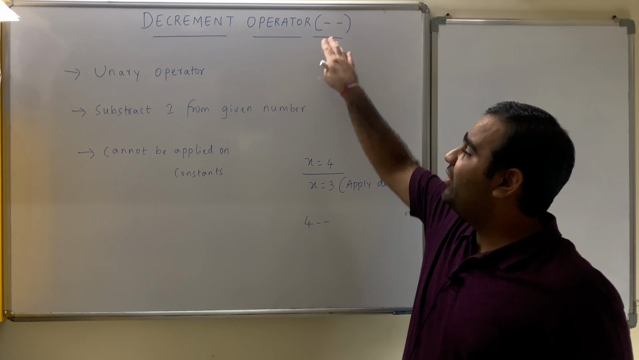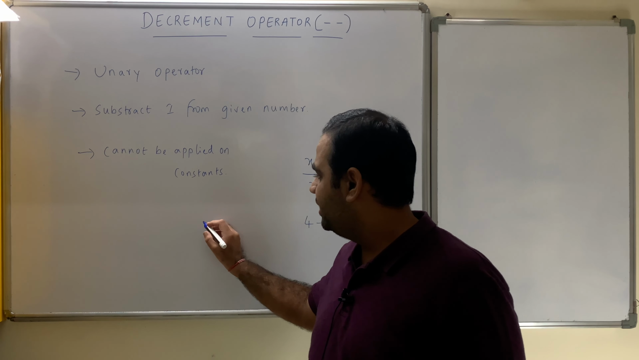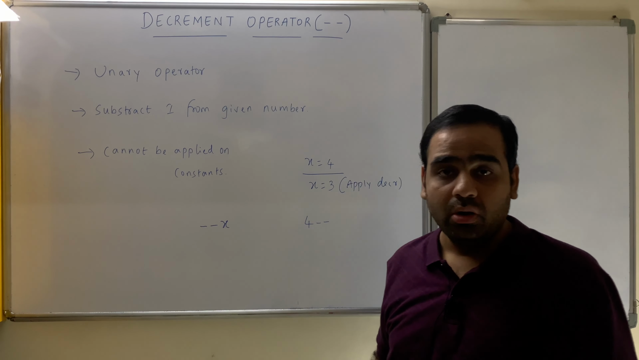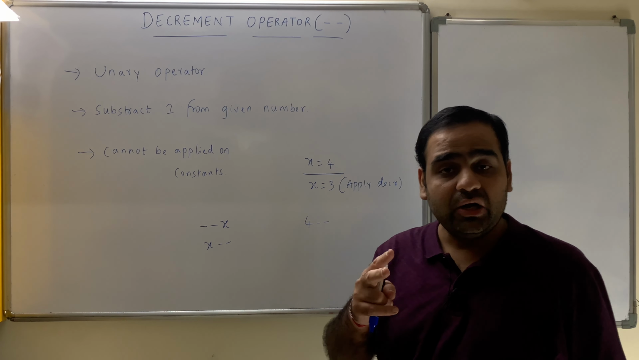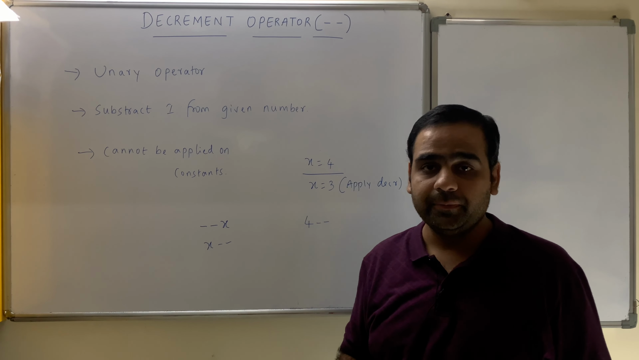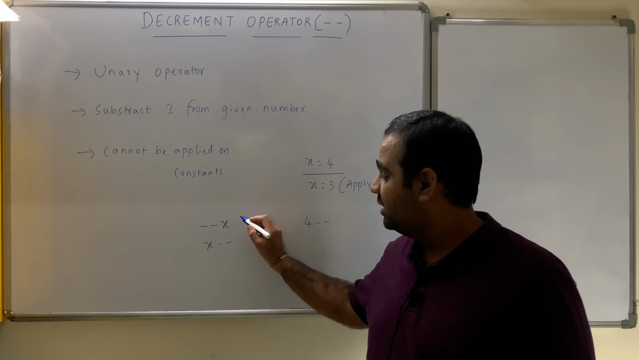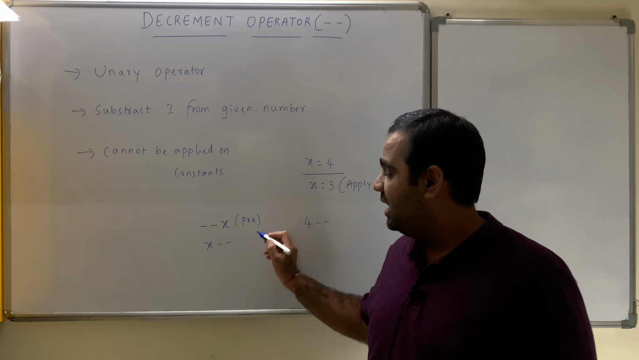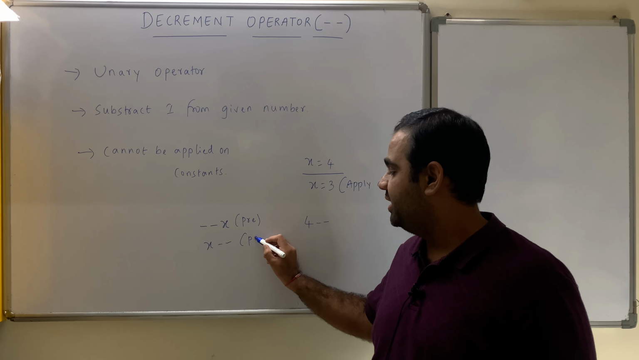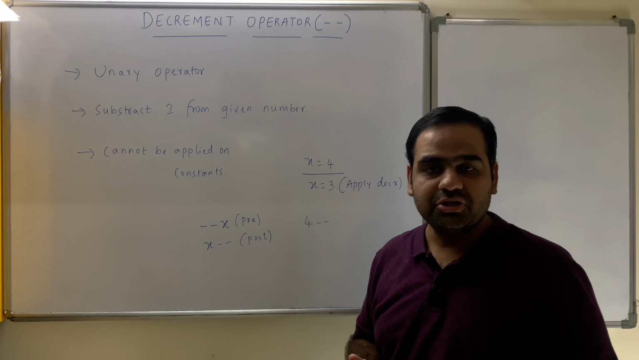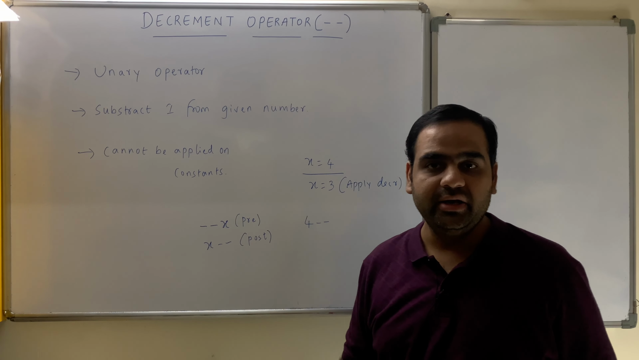Now, based on where we use the decrement operator minus minus, are we using it before the operand or after the operand? There are again two types of decrement operator. The first one, where we have applied before the operand, is called pre-decrement, and where we have applied after the operand is called post-decrement. Now let's study the pre-decrement and post-decrement in detail.